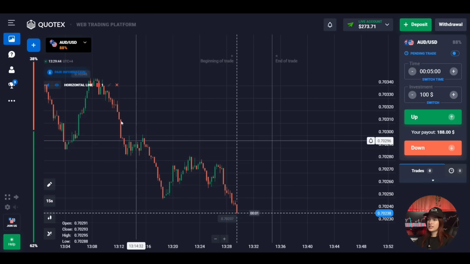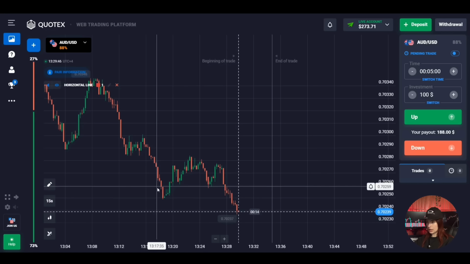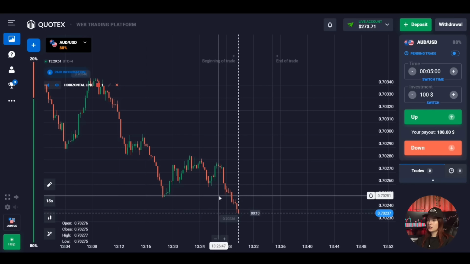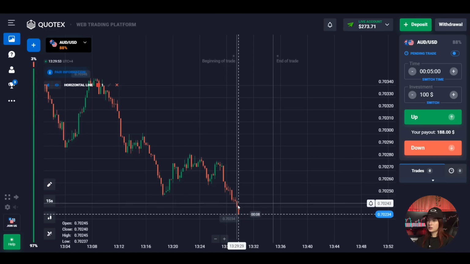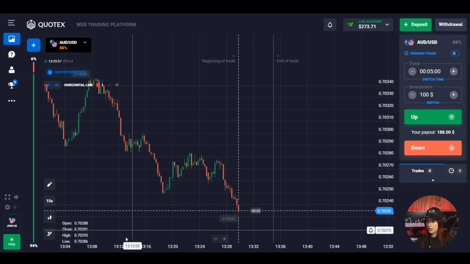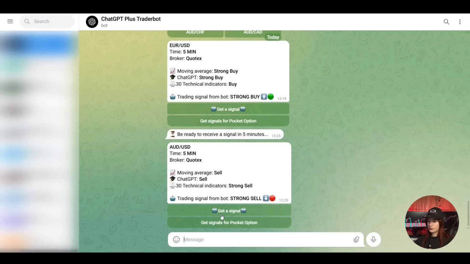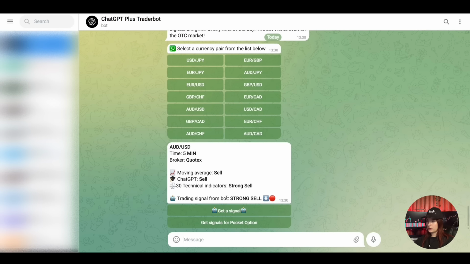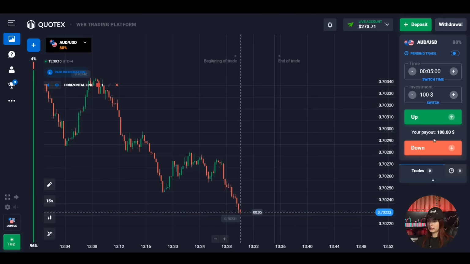Alright guys, here we see that there was a downtrend. There's also a certain level of support at the bottom. The price has already broken through this level and is moving down. Guys, we also see that we have a support level, but it's not visible yet. So let's request a new signal. We find the currency pair we need, and we click on it. Okay guys, the bot offers us to open a short-term deal. I agree with the bot and click the red button.